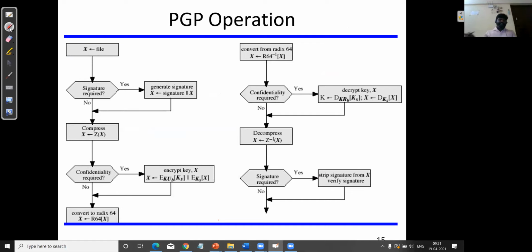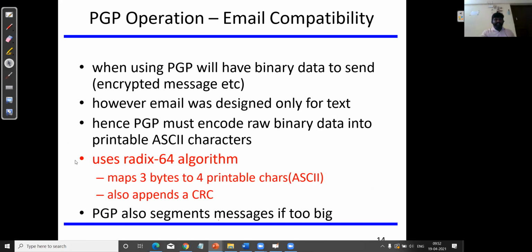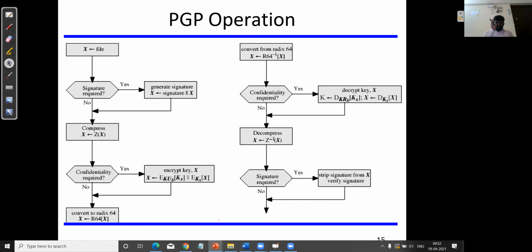We'll continue with our email security. I was explaining about the different operations performed under this email security, right? Authentication, confidentiality, compression, and then email compatibility, and then the segmentation reassembly process. Now this is the quick flow of how the PGP operation is carried out.